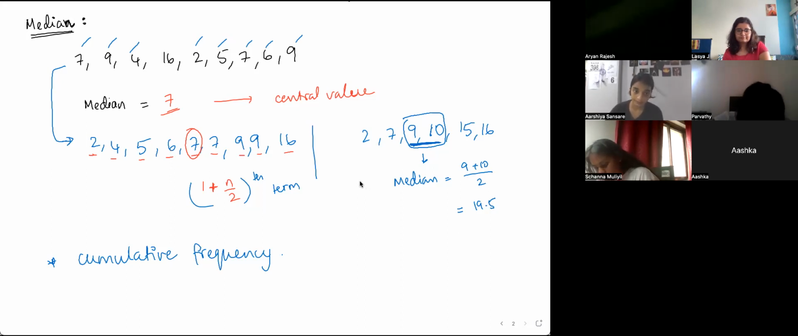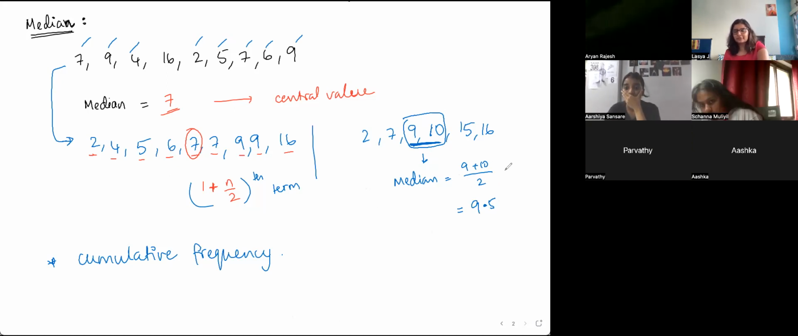Ma'am, for the median for even numbers, shouldn't it be 9.5? Yeah, I meant to write 19 by 2. I think I directly wrote it. But yeah, this is just to get you familiar with the concept. This is what you had done in grade 9. 9 plus 10 by 2 is 19 by 2, which is 9.5.